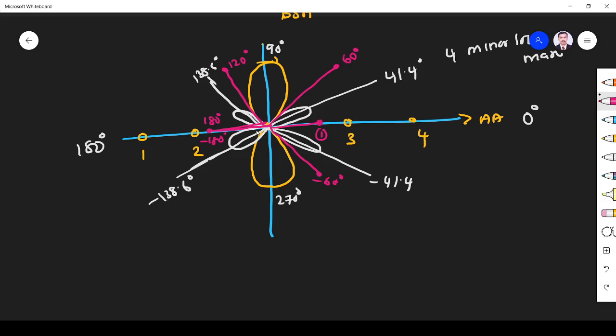So I hope you see, as usual, broadside array, the major radiation is in the perpendicular to the array axis direction and other minor lobes are around. This is the way array pattern or radiation pattern is drawn. I hope you understand this concept.